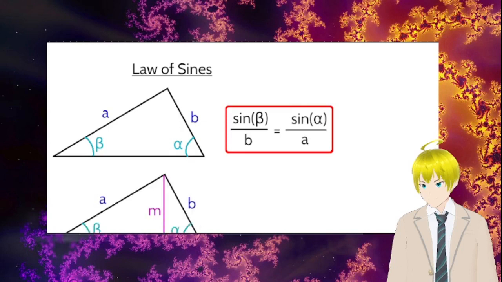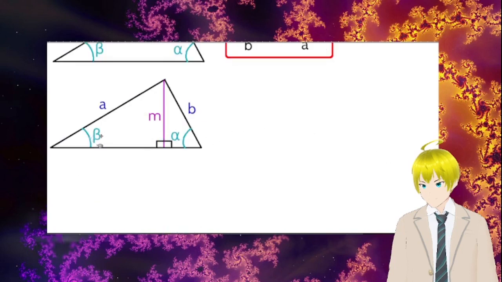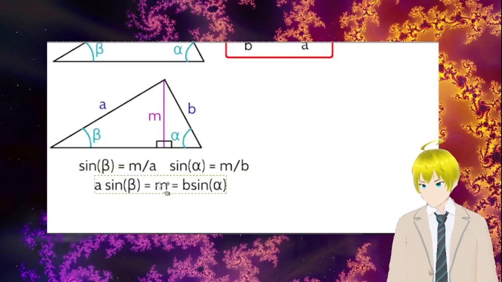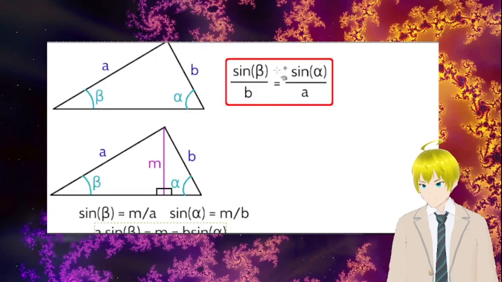Moving on. Here is how it's done. You divide this triangle into two right triangles and relate them through the common height m. So the sine of beta is m over a, the sine of alpha is m over b. And using algebra, it's trivial to prove the law of sines.